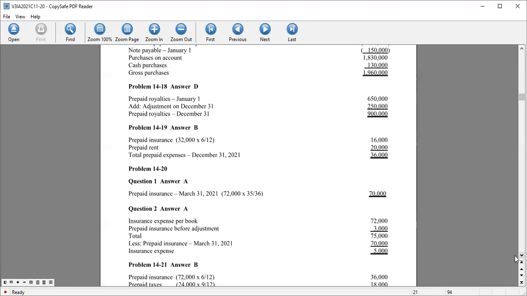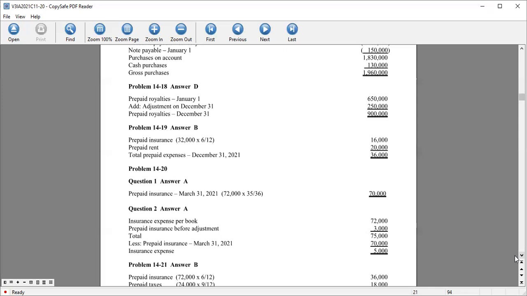Next is number 20. What's the amount of prepaid insurance on March 31, 2021? So prepaid insurance on March 31, 2021 is taken by deducting from prepaid insurance. So we get 72,000 times 35 over 36. So this is your problem 20 with requirement number 1, the amount to be reported as prepaid insurance. So it's 70,000.